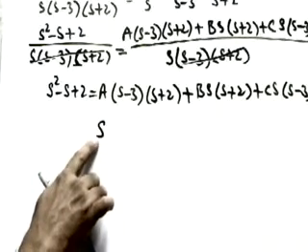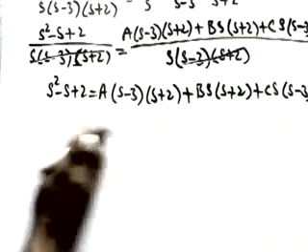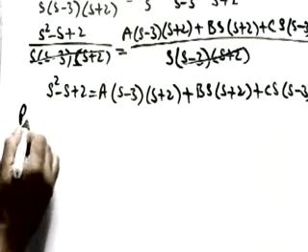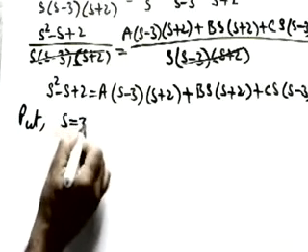In the same way, one factor is s. So you keep 0 in place of s. So this will become 0, this will become 0, and you get the value of a. So let me start with any number; we can start.